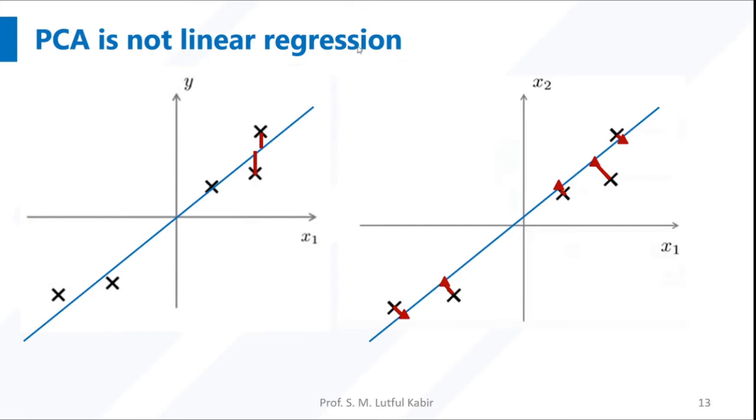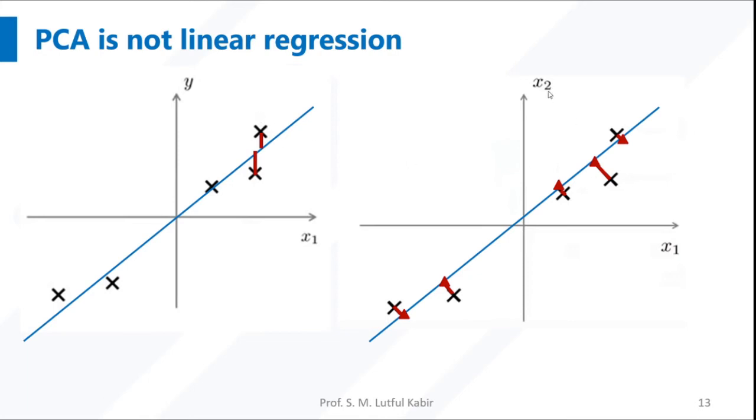No, this is not linear regression, because in linear regression, as the left figure shows, x1 is given for a single variable case, x1 is given for different points, and for those points y is also given. So we find the straight line for which the vertical distances from the points to the line are the measure of error.